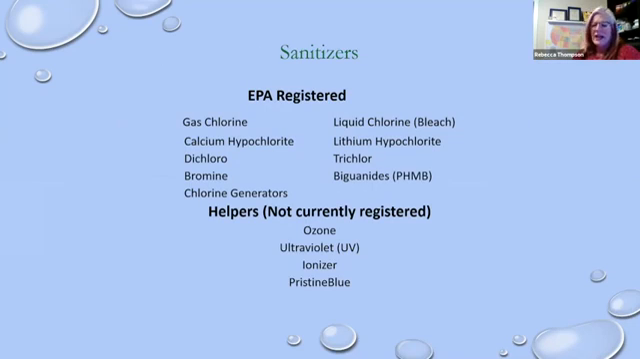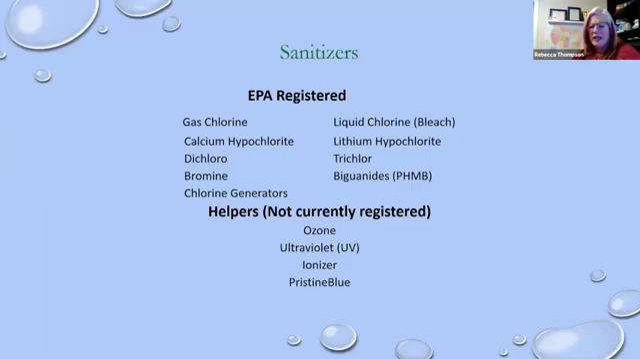Sanitizers. This is a point where I get kind of geeky, but I try to make it easy enough for everybody to understand. Your EPA registered sanitizers are chlorine gas, which we don't see very much anymore. Liquid chlorine, some people refer to it as bleach. There is a difference between bleach and chlorine. Bleach is manufactured at about 3 parts per million of effective chlorine. Liquid chlorine is manufactured at 16, so that when you're selling it, it's somewhere around 12 parts per million.